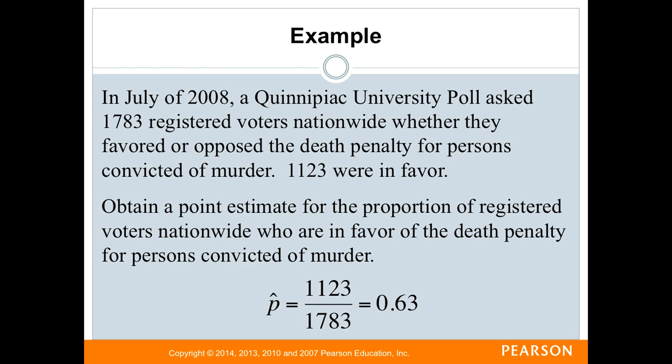Now, what we want to actually be able to do with this is take this sample and apply it to the whole population. So we know that if we asked everyone in the entire United States this question, the actual population proportion wouldn't be exactly 0.63 or 63%. It would probably be pretty close, but it wouldn't be exact.